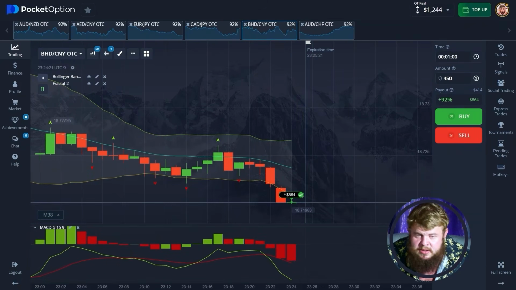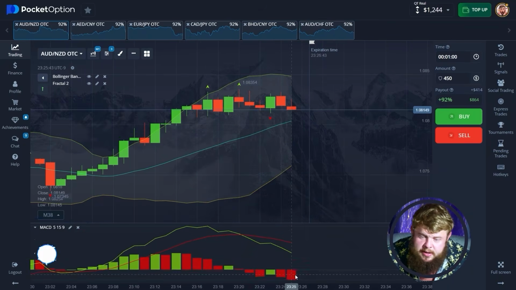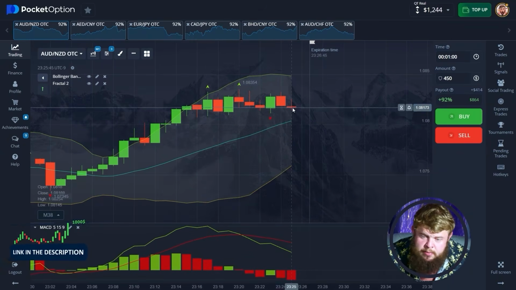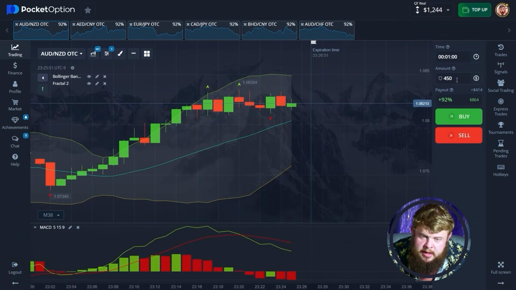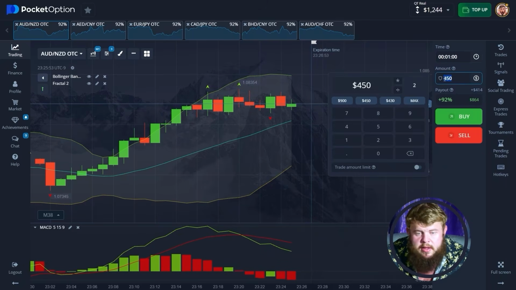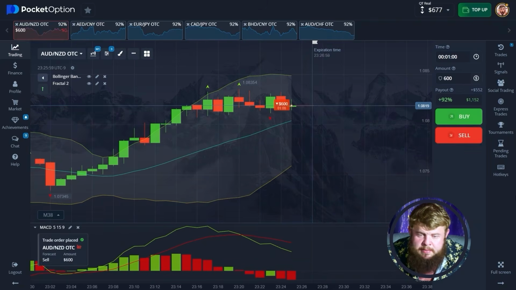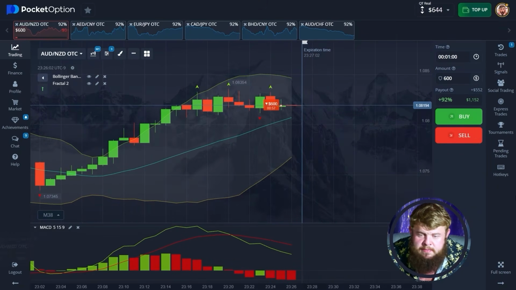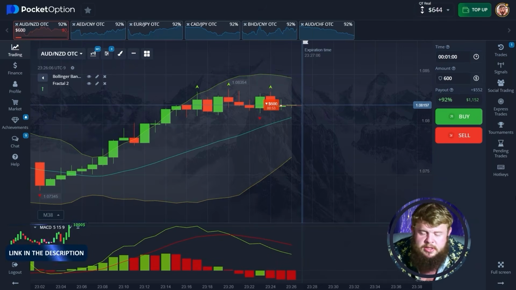We have $1,244 on the account right now. Here we are hitting the middle line of the Bollinger Bands channel right now, and according to the MACD, we're in the sell zone, so that's why we're highly likely to break through the middle line. Let me change our investment from $450 to $600 and let's try to open a sell position here, helping the sellers to finally break through this middle line of this channel.